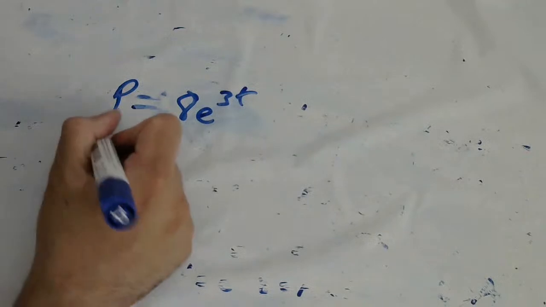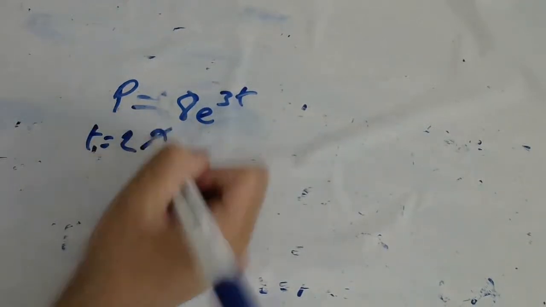You can just substitute in values. So when it's to the nearest 100, the time at T equals 2, just substitute in T equals 2. It's not hard. So it's going to be 8 times E to the 6. I mean, you can handle that.